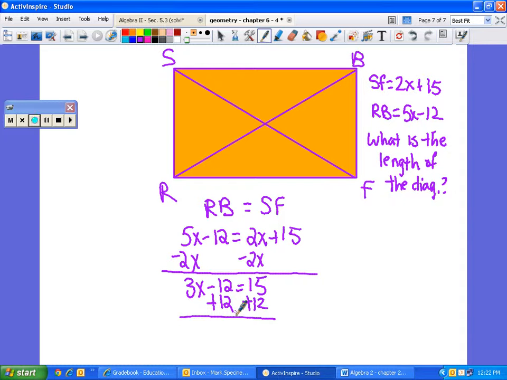Well, that's what I want you to say. Are you getting that from me? So 3x is equal to 15 plus 12 is 27, and then what would you do? Divide what by 3, Anna? There you go. You get that x is equal to 9. Very good. Thank you, Anna.